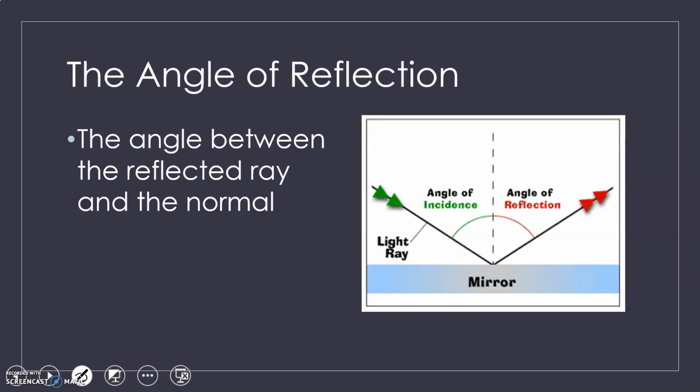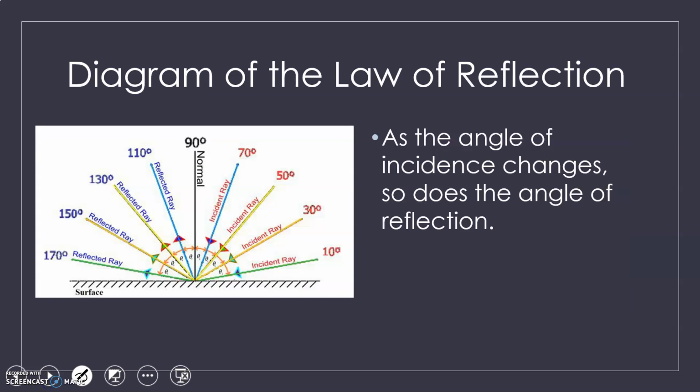And then we have the angle of reflection, which essentially is the reflected ray. So it reflects off that mirror. We again have that normal wherever the ray hits the mirror, and it's going to be that angle right here. So it's the angle of reflection, and it's the angle between the normal and the reflected ray. And as you can see on this diagram, as the angle increases in size or decreases, it's going to cause the angle of reflection to also increase or decrease.